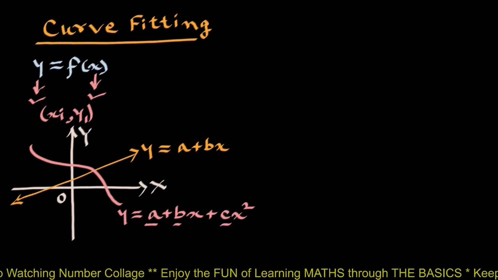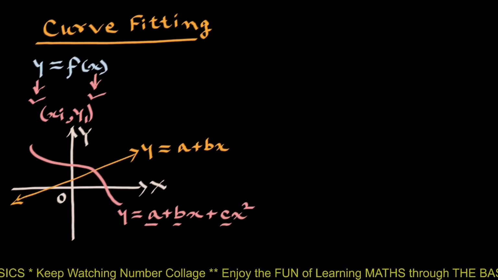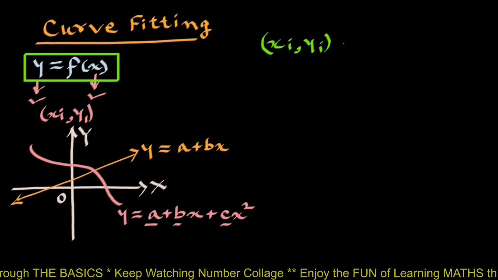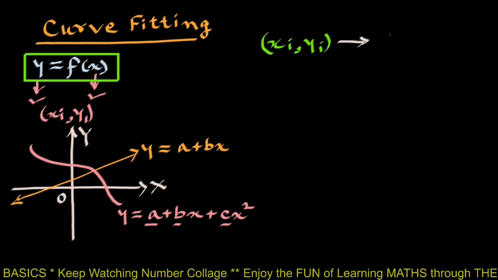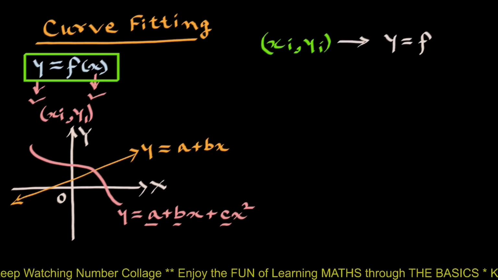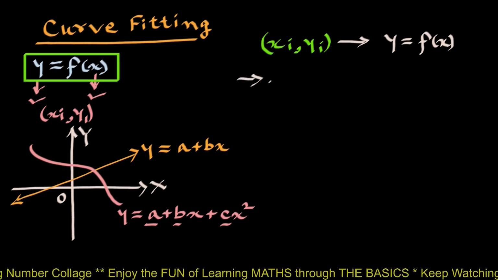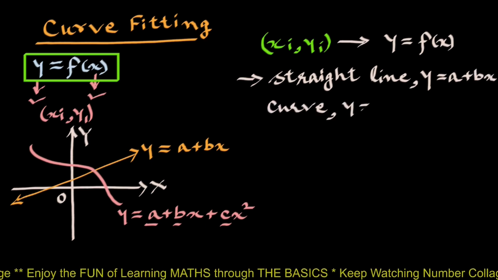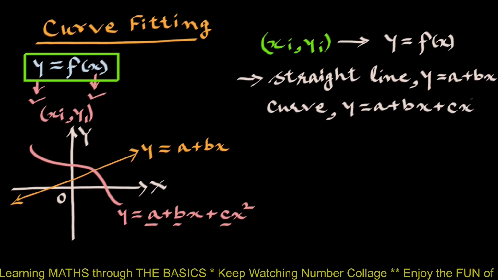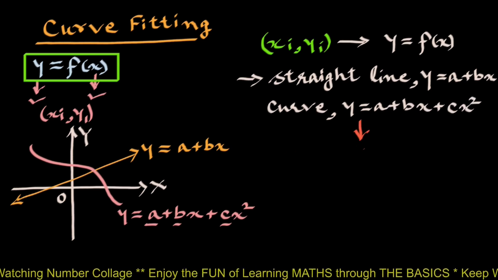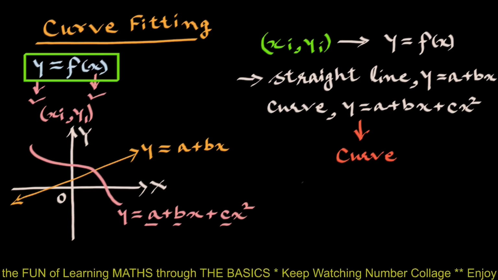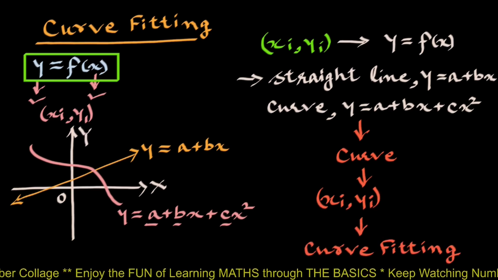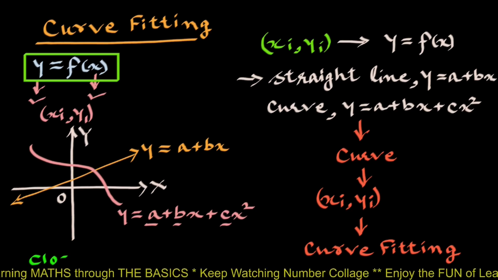But sometimes instead of this functional relationship, we are given a set of values of x and y, and from these set of points we have to find the functional relationship y equals f(x), which may be a straight line y equals a plus bx or a curve y equals a plus bx plus cx square. So finding such a curve for a given set of values of x and y is called curve fitting. This curve, of course, is the closest possible curve to the given values.